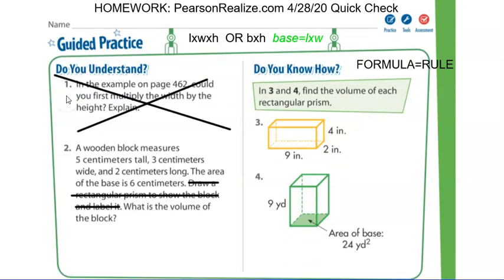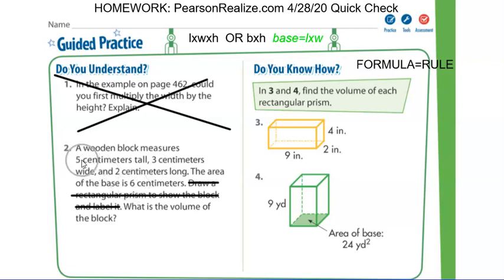So looking at our guided practice portion, you can go ahead and X out number 1 because that is from our previous page, which you do not have in front of you. Number 2 says a wooden block measures 5 centimeters tall, 3 centimeters wide, and 2 centimeters long. The base of the area, or the area of the base, is 6 centimeters. What is the volume? So we have to ask ourselves, how did we find the base? Well, it's the length of the shape times the width of the shape. So we have 3 centimeters wide, 2 centimeters long, which would give us our base of 6. So 3 times 2 gives us our base of 6.